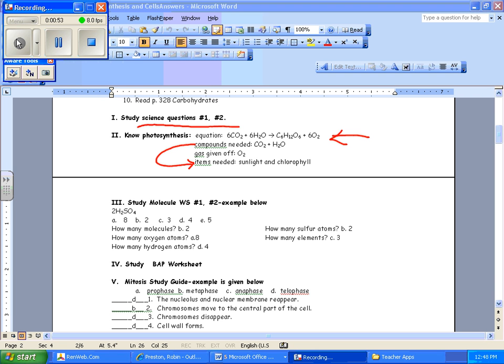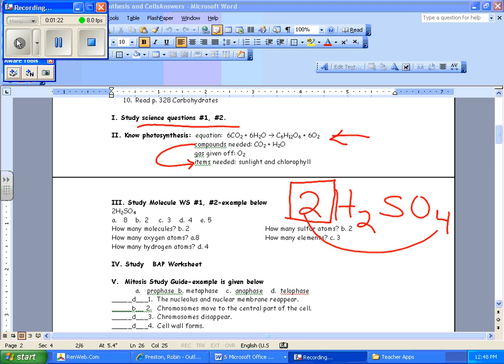Now, on the study molecule worksheet 1 and 2, you're going to have one problem like this on the test, but this one problem is worth 5 X's. So, let's review how to do that. If it says how many molecules, here is your molecule number in front, the large number in front. It says how many oxygen atoms. If you need to, draw the line and put the multiplication sign.